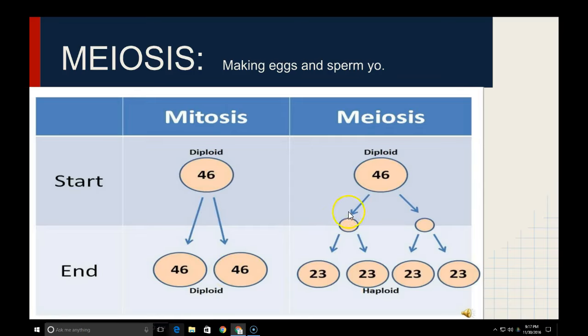Meiosis is a little bit different. It starts out with the same amount. We've got 46 chromosomes in that cell, but it goes through 2 rounds of cell division, and then the end result is 4 cells with half the number of chromosomes. In this case, it's 23 chromosomes.